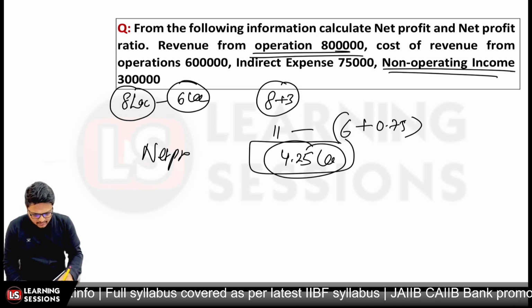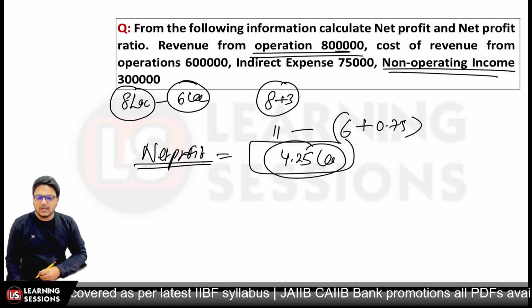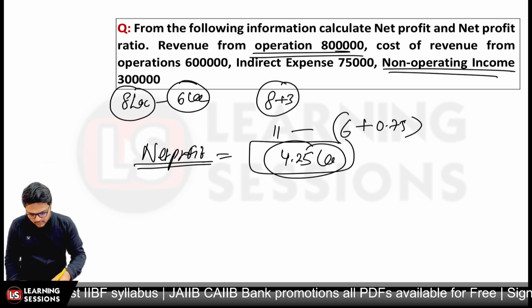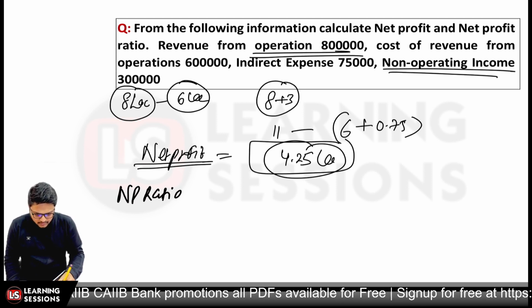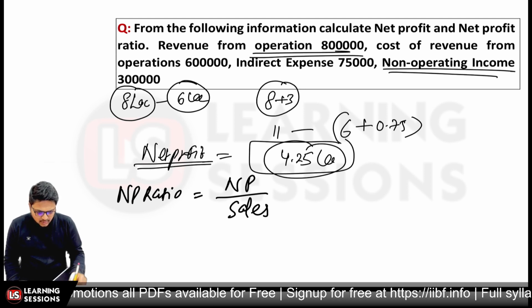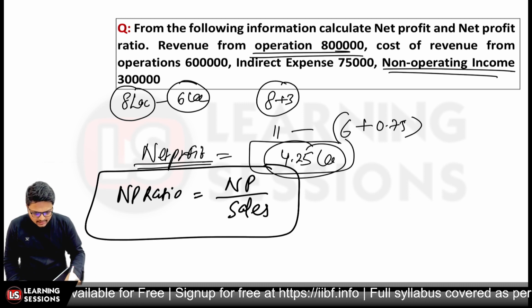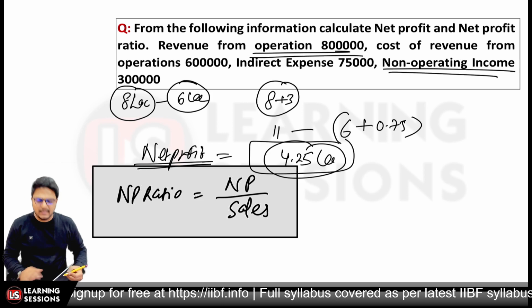What we have calculated is the net profit, which came out to be 4.25 lakh. And again, if we are to calculate the net profit ratio, that is the NP ratio, it is the net profit divided by the sales. Now we do not know the sales here, so what will the answer be? The answer will be that it cannot be determined, right?